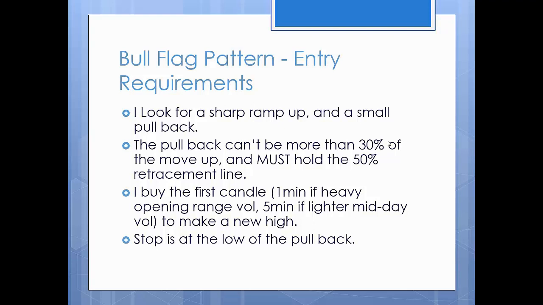Now, your stop on a bull flag is always going to be at the low of the pullback. So in that example, we have something that spikes up $1, pulls back 50 cents, and then starts moving back up. Your stop's at 49 cents, 50 cents, right at the low of the pullback.